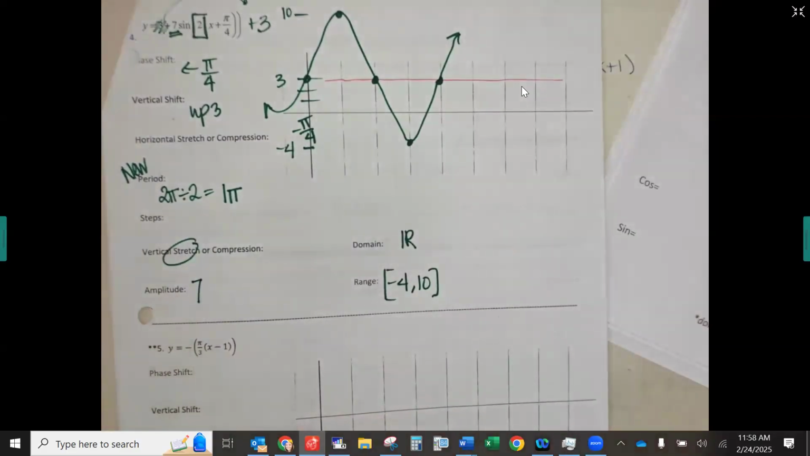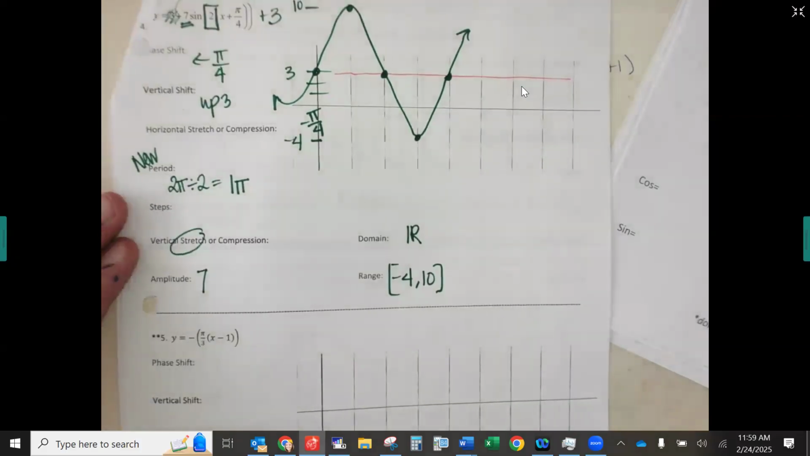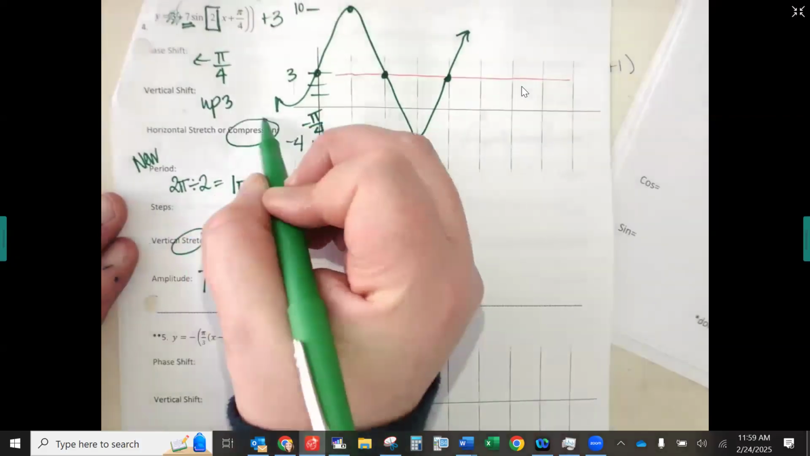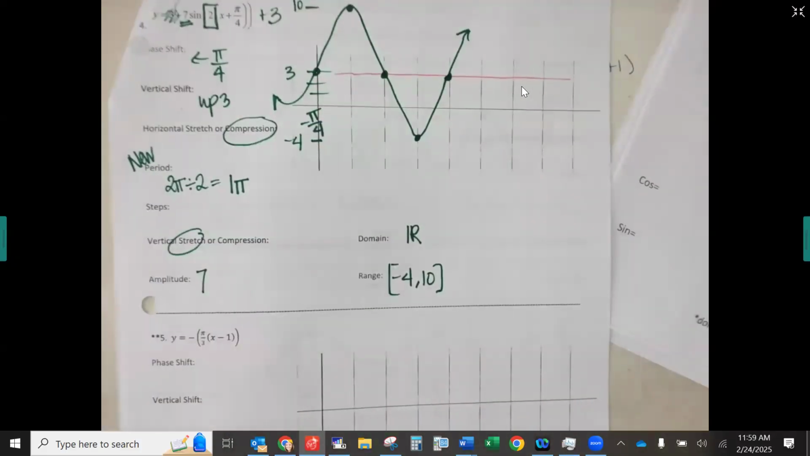Yes? For the horizontal compression, times 2, that we divided it instead of the compression. It would be. Thank you for asking that. So remember, what we talked about last time is that if your period gets longer, that's a horizontal stretch. If it gets shorter, that would be considered a compression. So to go from 2 pi to 1 pi, that's a compression.